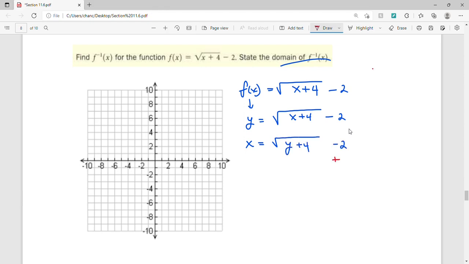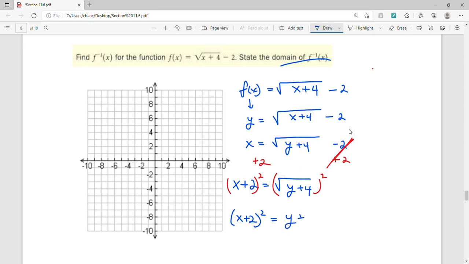Then we can add 2 to both sides. This cancels out. So my equation becomes x plus 2 is equal to the square root of y plus 4. Remember how to get rid of the square root? You have to square both sides of the equation. And this gives me (x plus 2) squared equals the right side, which just cancels out the square root, or y plus 4. Now we could FOIL the (x plus 2) squared out if we wanted to, and you definitely could. But I'm going to leave it alone.